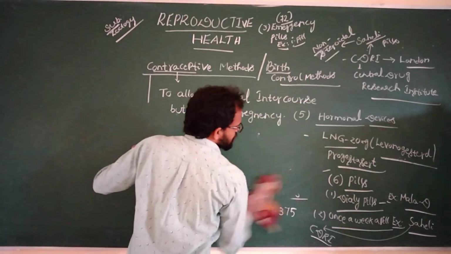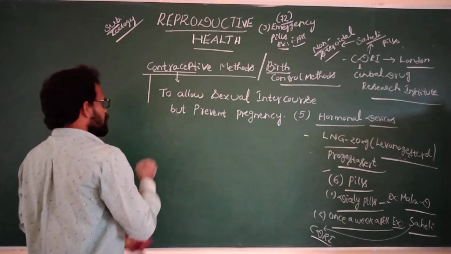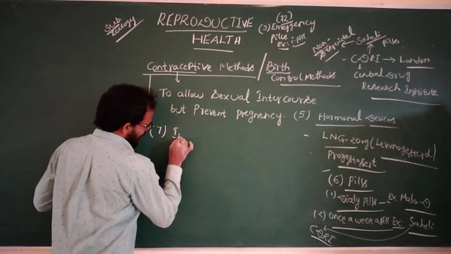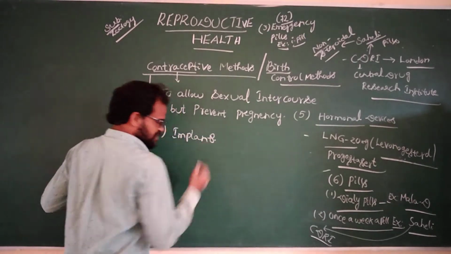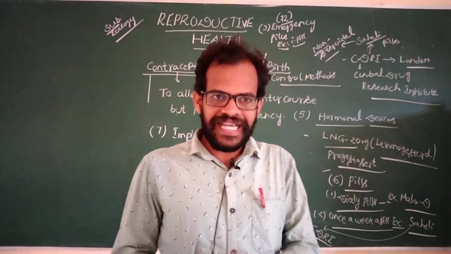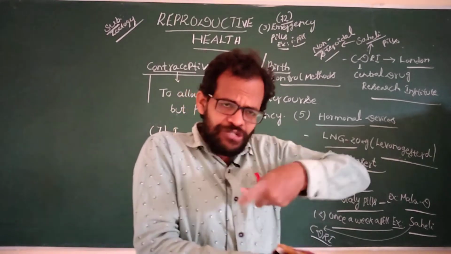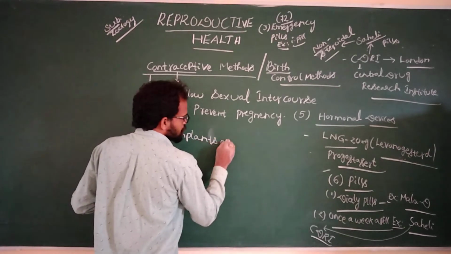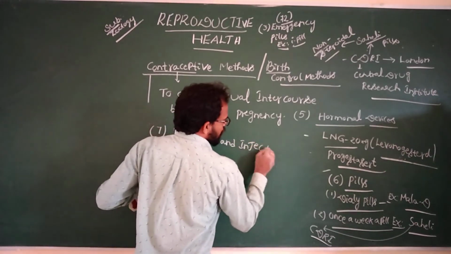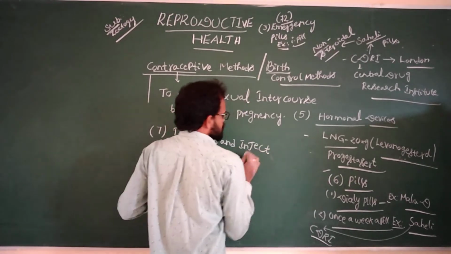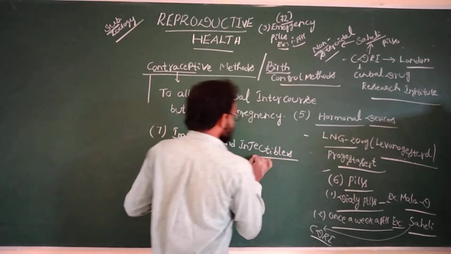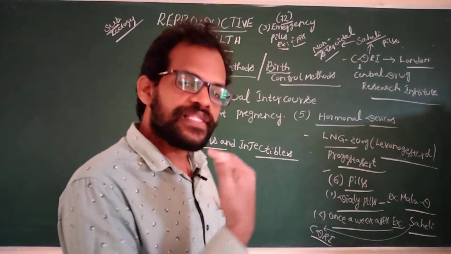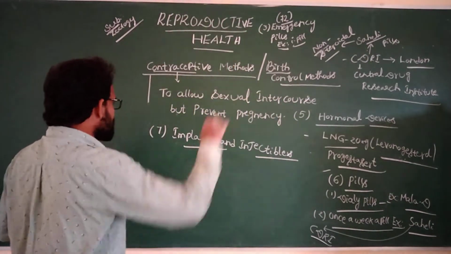After that, what are the other methods for contraception? The next method is implants. Implants are like capsules implanted inside the skin. Implants and injectables also consist of progesterone and estrogens, used artificially. They also prevent pregnancy.